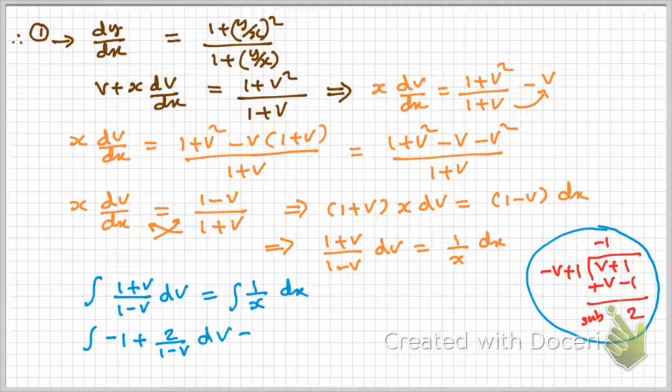So now we write the answer as always, quotient first, minus 1, plus remainder upon the divisor. So from the division, you take the quotient and write it first, quotient plus remainder 2 divided by the divisor, which is 1 plus v, dv is equal to integral 1 by x dx. Now every single term is directly integrable.